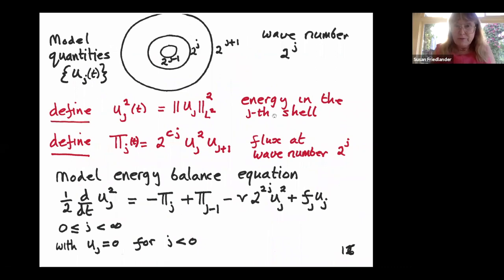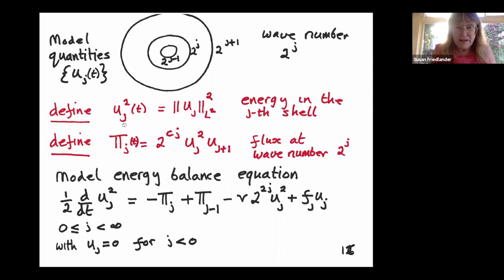So in particular, what is our model going to be? Well, we've defined this expression u_j via u_j squared, and u_j squared, the scalar, is going to be defined to be the energy in the jth shell. We'll define a jth flux term, again inspired by the bound, to be an expression of this sort, 2 to the c j multiplied by a nonlinear interaction term with only nearest neighbor interactions. It's very, very specific in our model. We're defining it to be this, u_j squared multiplied by u_{j+1}. So this is the flux through the jth shell corresponding to wave number 2 to the j.